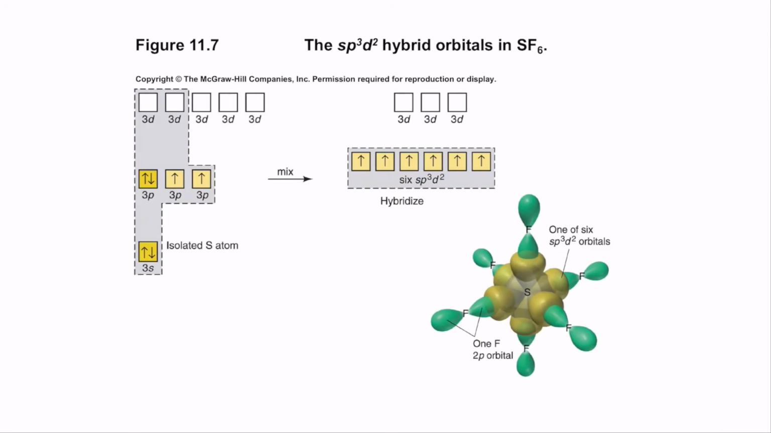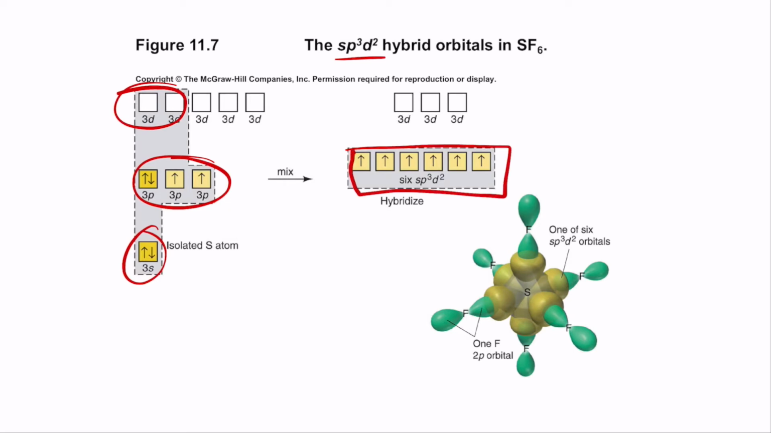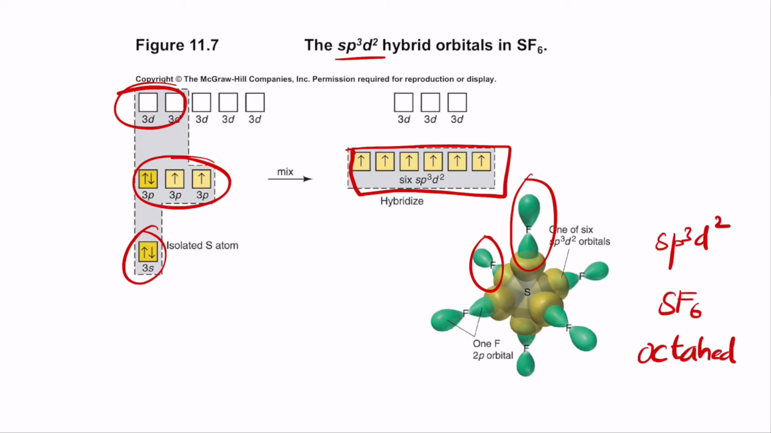Next one is sp3d2 hybridization, where you have one s orbital, 3 p orbitals and 2 d orbitals, resulting in the formation of 6 sp3d2 orbitals. This is a common structure for sulfur, so sulfur generally undergoes sp3d2 hybridization. Each of the orbitals bonds with fluorine, resulting in the formation of SF6, and the shape is octahedral.